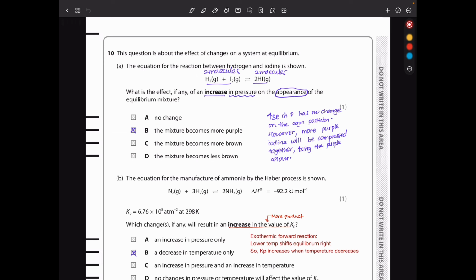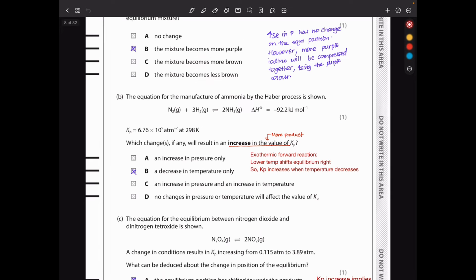In question 10, this question is about the effect of changes on a system at equilibrium. The equation for the reaction between hydrogen and iodine is shown. What is the effect, if any, of an increase in the pressure on the appearance of the equilibrium mixture? Now here, increasing pressure shifts the equilibrium position to the side that has fewer gaseous molecules, but the problem here, they both have the same number of gaseous molecules, so there will be no overall change. However, increasing pressure compresses or puts both closer to each other, and so the color of iodine is going to be seen, so the mixture becomes more purple.